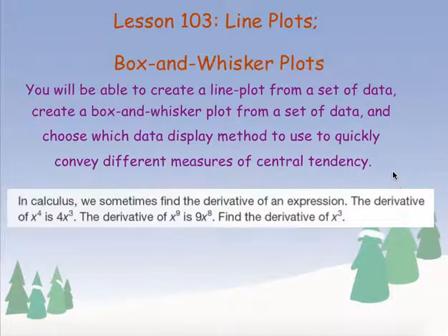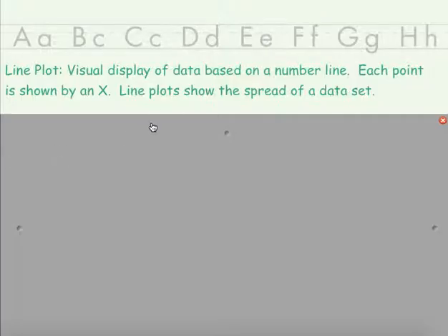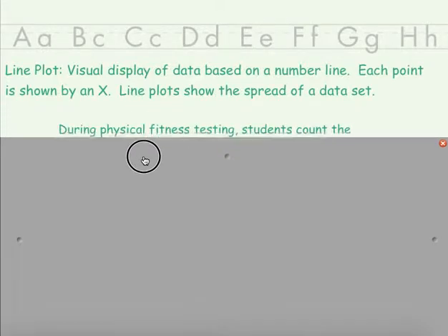Course 3, Lesson 103, we are looking at both line plots and box and whisker plots. Just a quick review of line plots and kind of diving into the basics of box and whisker plots. So remember that line plots are just a visual display of data based on a number line. Each point is shown by an X. Line plots show the spread of the data set.